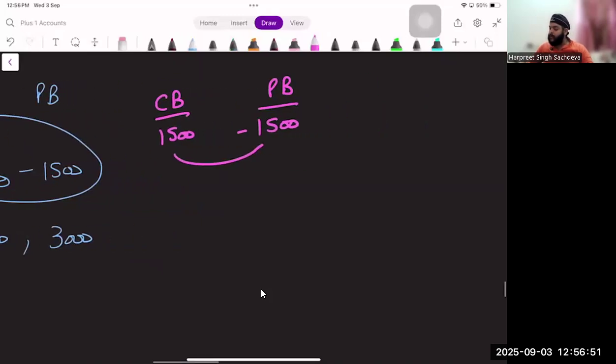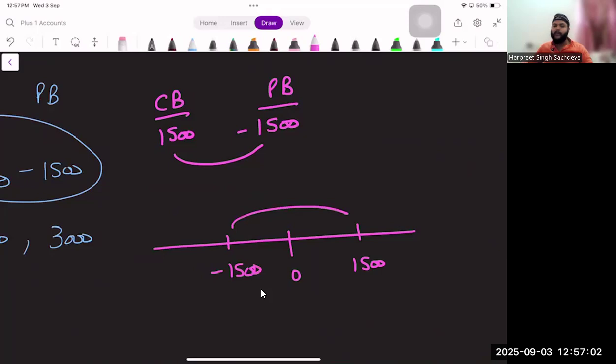You have done number lines in the lower classes, yes or no? This is 0, this is 1500. When you by mistake show this like minus 1500, what will be the gap between both? Is the gap 1500 or 3000, Raja? Now tell, what will be the gap? Yes. Am I clear? Yes. Now, is there any doubt in this concept?